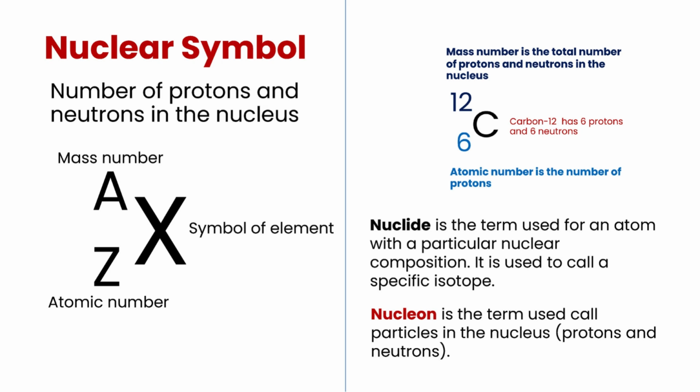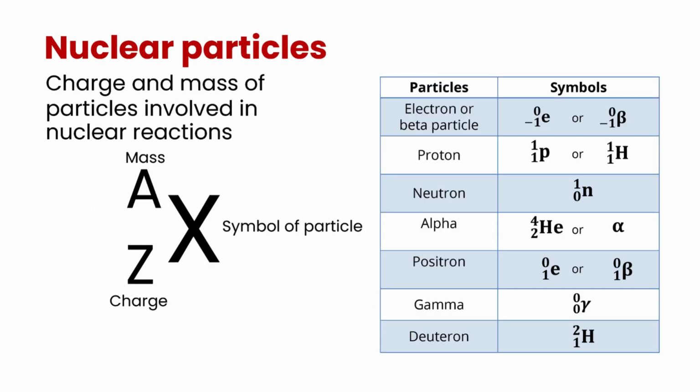Got it. So what are the common particles we see popping up in these nuclear equations? Well, there are a few key players. You've got the electron, but when it comes out of the nucleus, we often call it a beta particle.